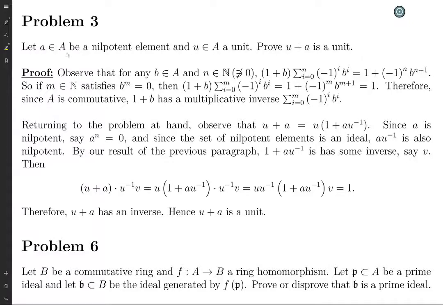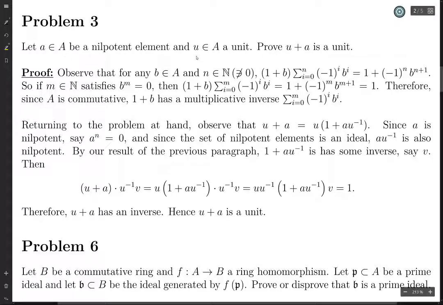Anyways, so we have a nilpotent element and a unit. So this being a unit means that it has a multiplicative inverse, say u inverse. And then we prove that u plus a is a unit.